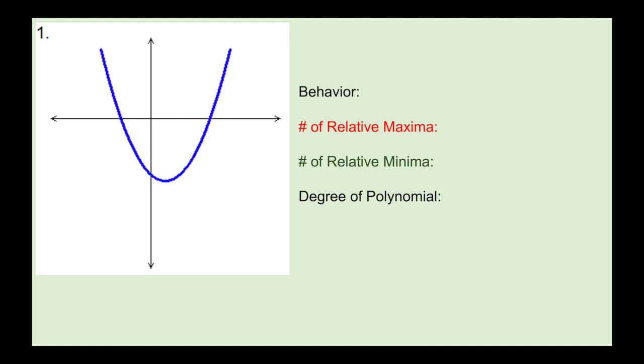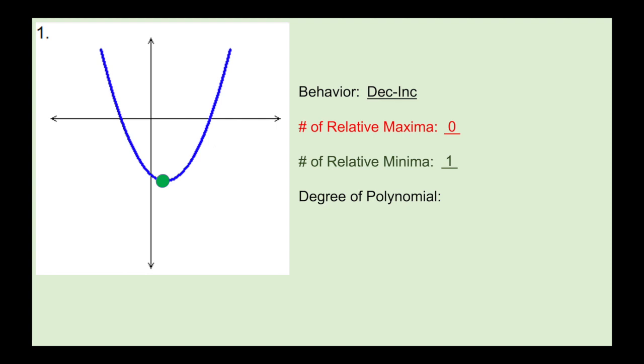Now we're going to take a look at some graph examples and state the behavior of them, and then determine how many maximums, minimums, and finally the degree of the polynomial. So for this first one, when I'm looking at the behavior, this is going down and then it's going up. So it's decreasing and then increasing. As far as the relative maximums, I don't have a high point in this graph where it's changing from increasing to decreasing. Therefore, I don't have any relative maximums. Then for my relative minimums, I've got a point down here where it's going from decreasing to increasing. And so therefore, I do have one relative minimum.